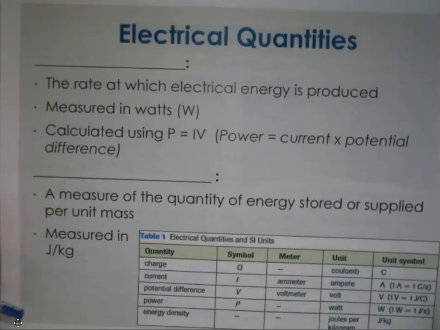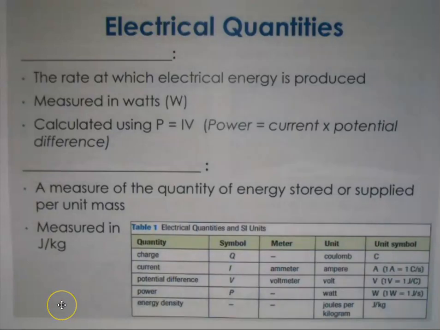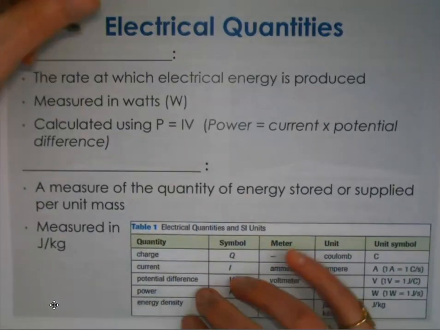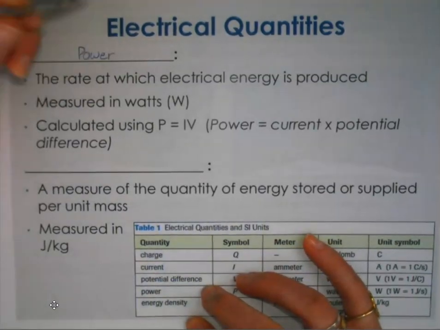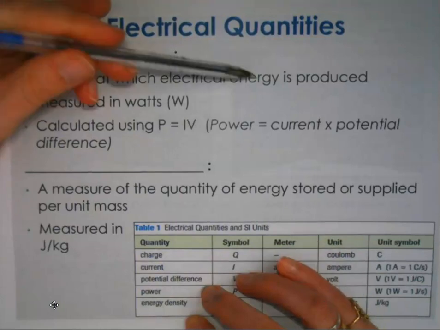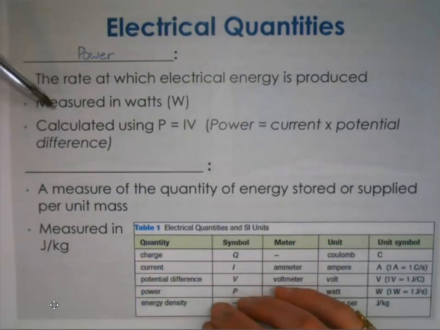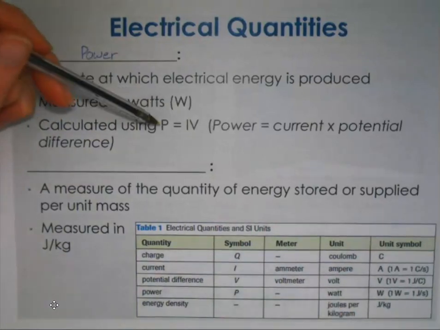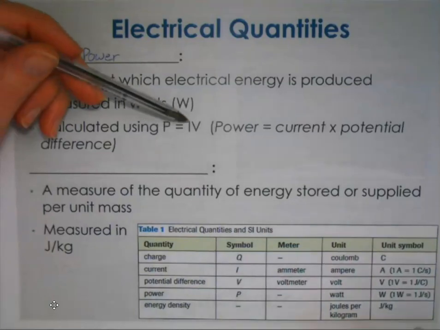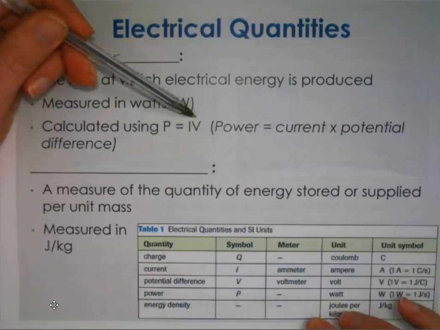Okay, let's look at some electrical quantities. The first one we're going to look at is power. Power is the rate at which electrical energy is produced. So it's how fast is this happening? We measure it in watts, and it's calculated using the formula power is equal to I, which is the current, multiplied by V, which is the voltage.